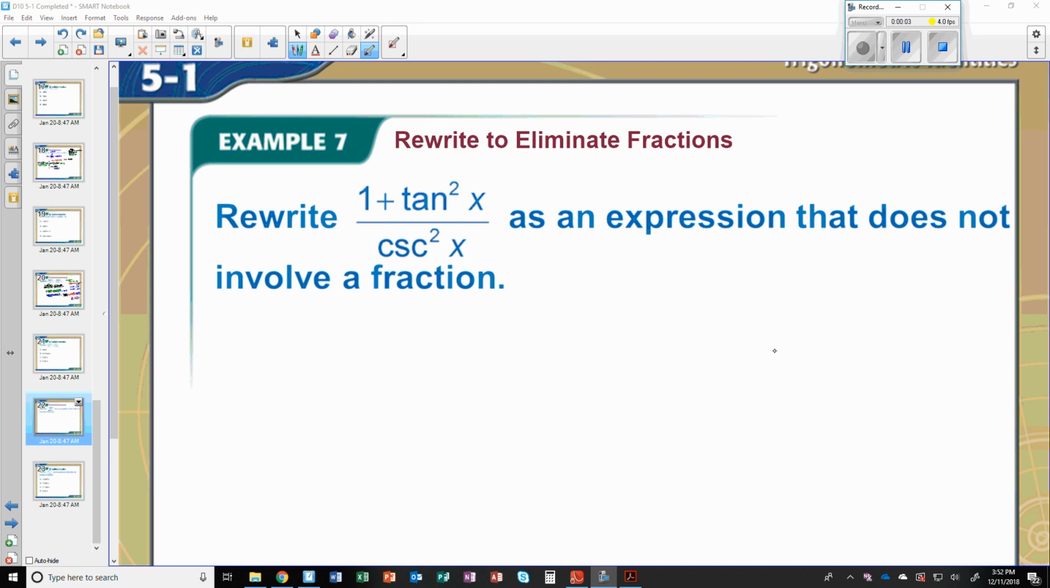Example 7. Rewrite this expression as an expression that does not involve a fraction. Okay, so again, I'm going to just write down, I know I wrote it earlier, some rules. Now, we kind of have 4 rules.